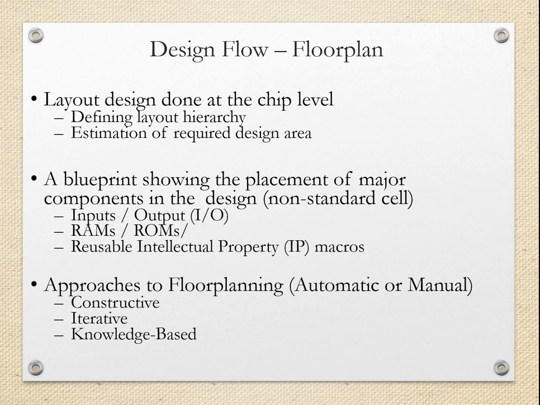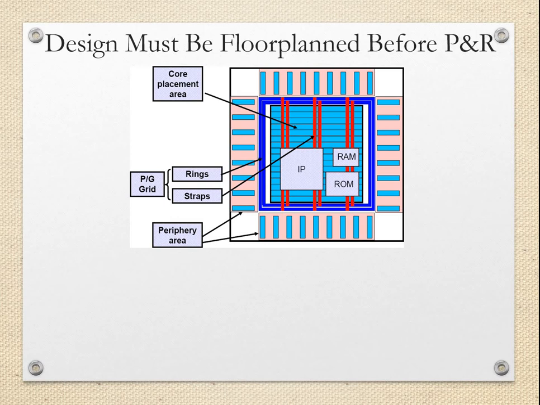Satisfaction means the required performance level is achieved with minimum path delay, a minimum number of interconnections, and avoiding congestion between the different blocks. So these aspects are considered, and accordingly the constructive, iterative and knowledge based process of floor planning is completed. In this process, the design must be floor planned before the P and R. This P and R is nothing but place and route.